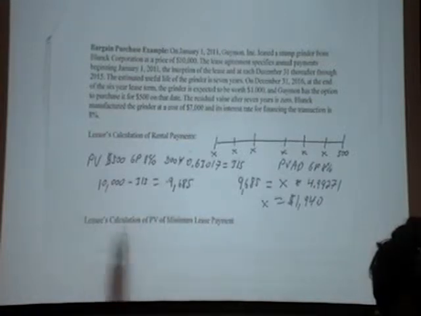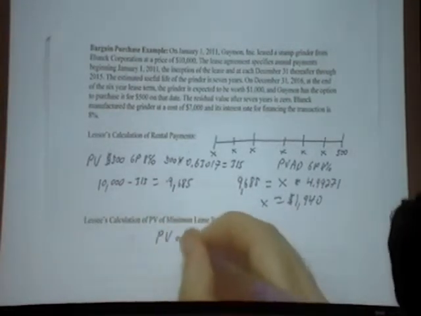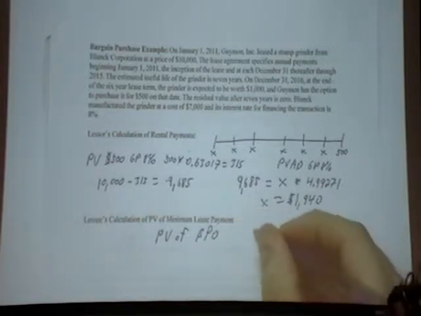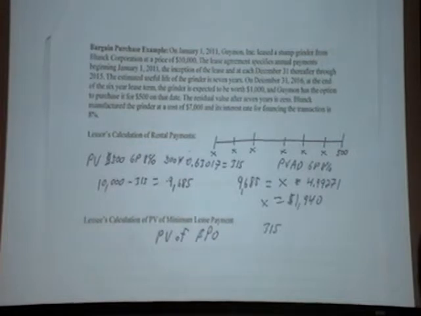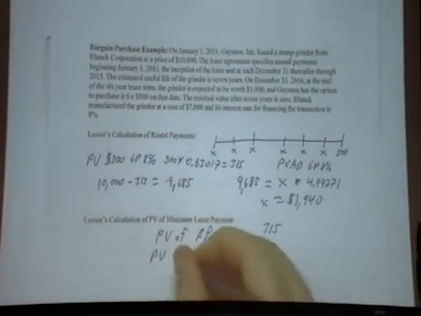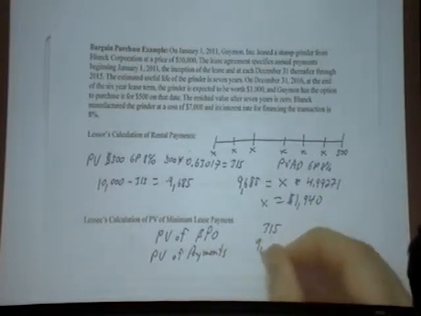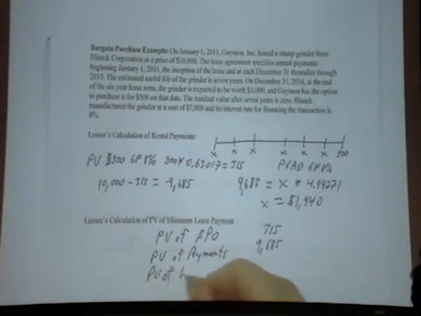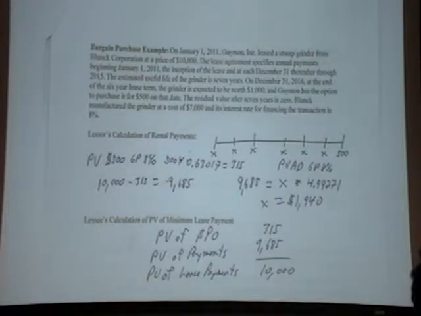And so the lessee's calculation of the present value of the minimum lease payment is basically the present value of the bargain purchase option, which they figured out is 315, working the opposite direction of what we did up here. And then the present value of the payments, they calculated as 9,685. And so the present value of the lease payments must be $10,000. So that's the way they got to that.